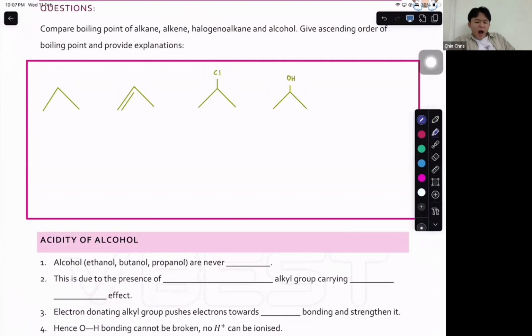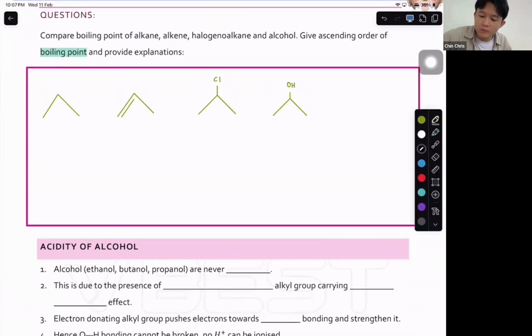The next thing is, guys, whenever they ask you to compare boiling point, remember this: please compare IMF. So when you see the words boiling point, please compare IMF, okay?